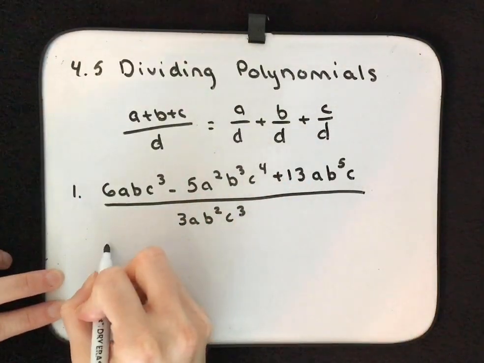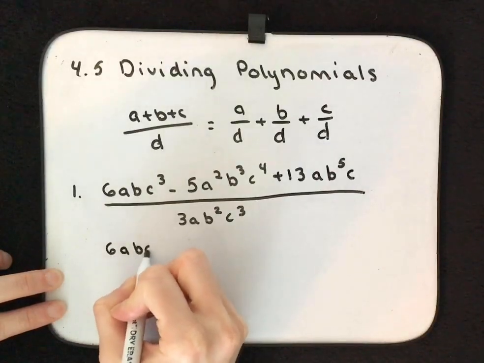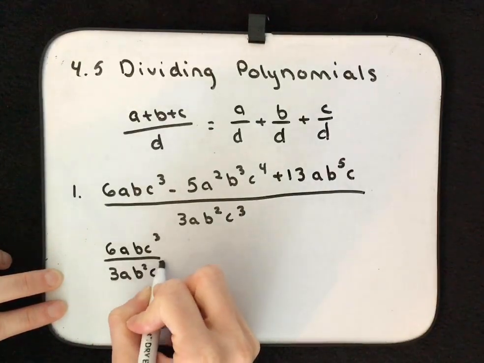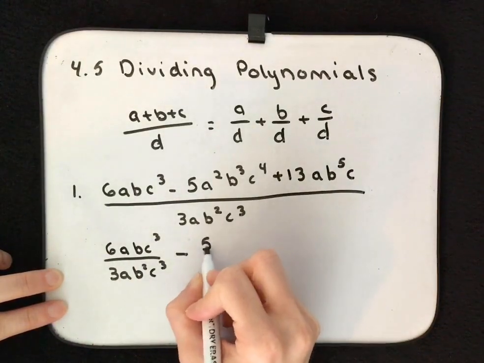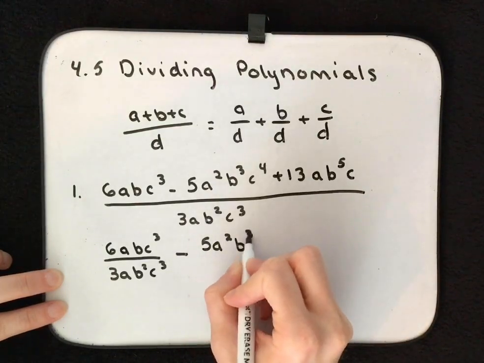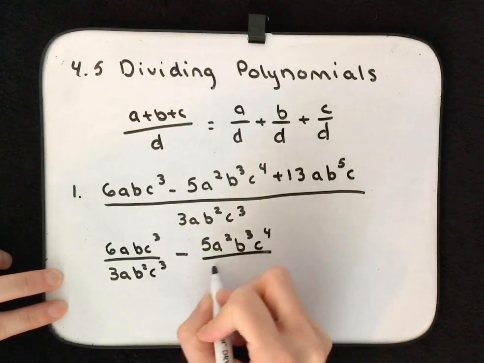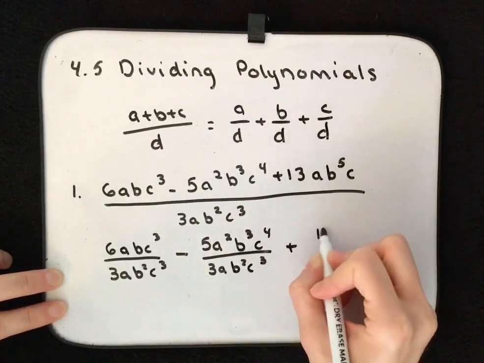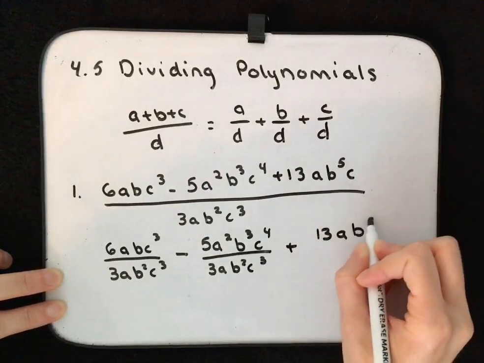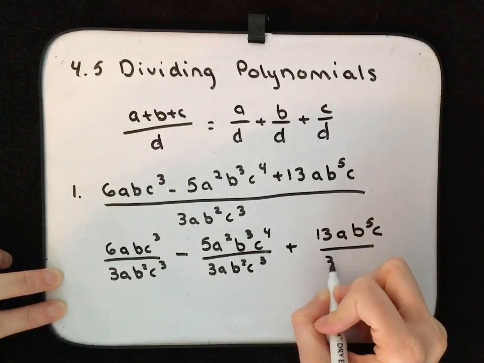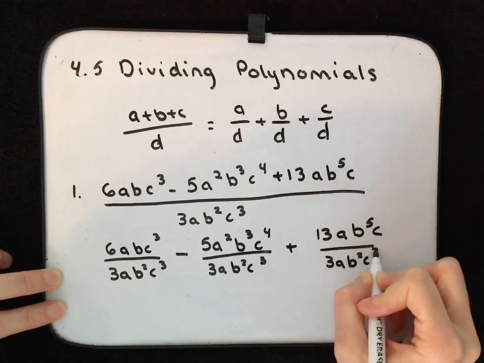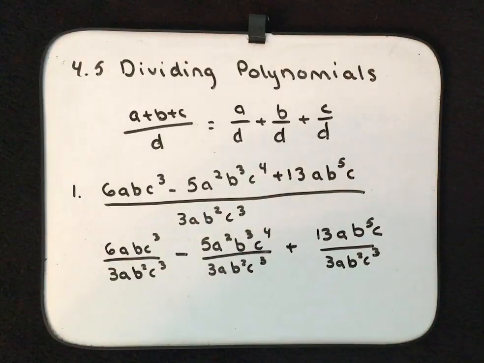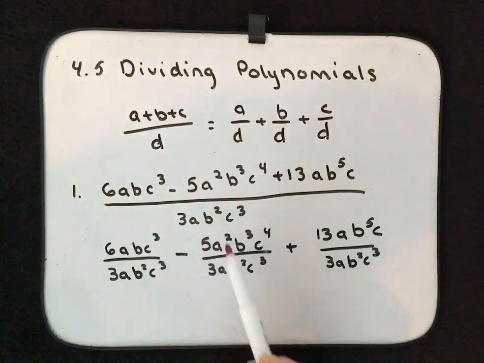So for example, we would have 6a b c to the third over 3a b to the second c to the third minus 5a to the second b to the third c to the fourth all over 3a b to the second c to the third plus 13a b to the fifth c all over 3a b to the second c to the third. We took our numerator and split each piece into its own fraction all over the denominator.